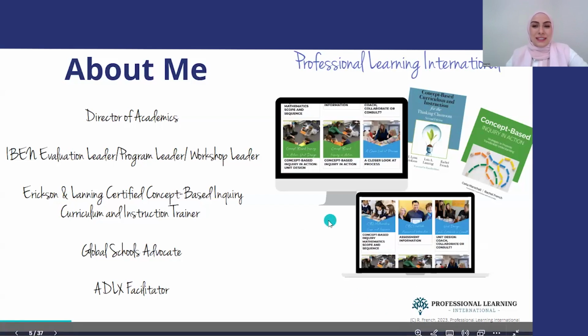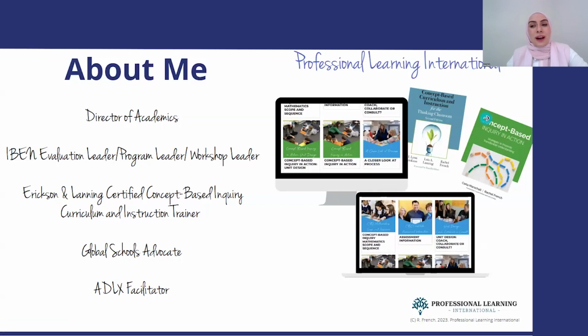As you can see on the right side, we also have these amazing books. And some of the strategies I use today are from the Green Book. I call it the Green Book, the Concept-Based Inquiry in Action book. It is amazing. It has wonderful strategies, especially for the teachers who are looking for ready strategies and steps to implement in your classrooms. That is your book.